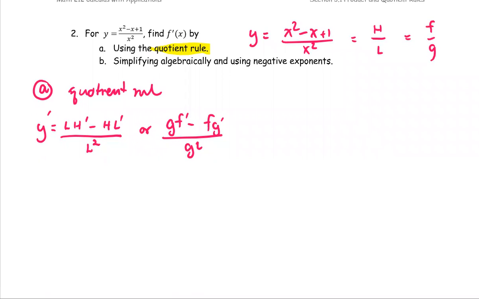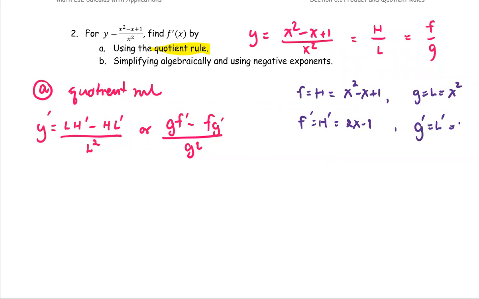So with the prep work, we call it on the side, we're going to make a list of what our high and low functions are. The high function, which is the function f, is x squared minus x plus 1, where the function g, or the low function, is x squared. So the f prime or the d high is 2x minus 1, and the g prime or the d low is 2x.